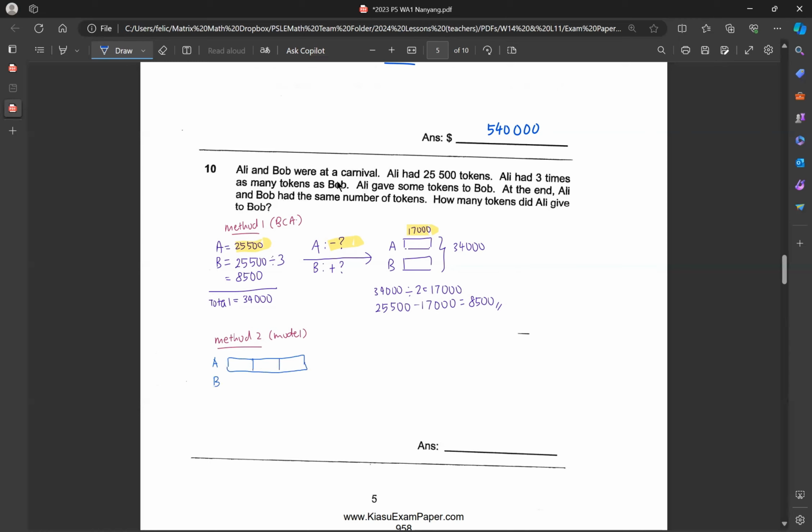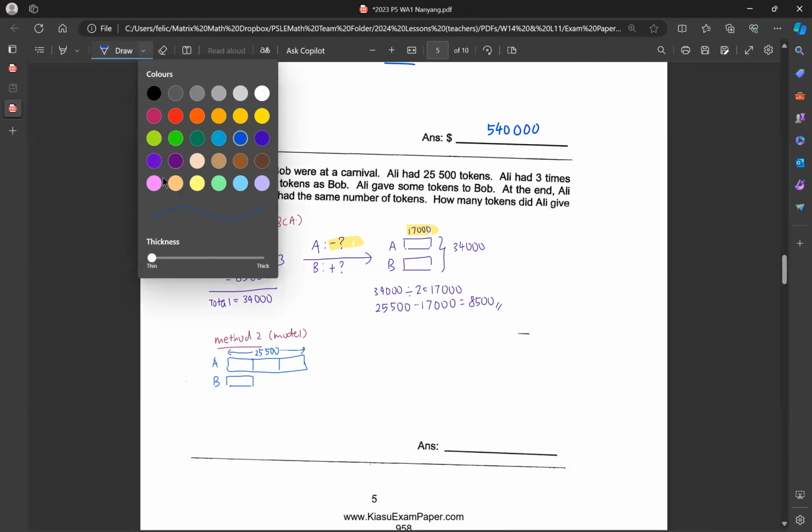Okay, and Bob has 1 unit. And what I do know so far is that Ali had 25,500 tokens. So this whole stretch is the 25,500. Okay, and Ali gives to Bob such that at the end both of them have the same. So if you study through the model, how do I know how much he has to give to him so that they will both be the same?